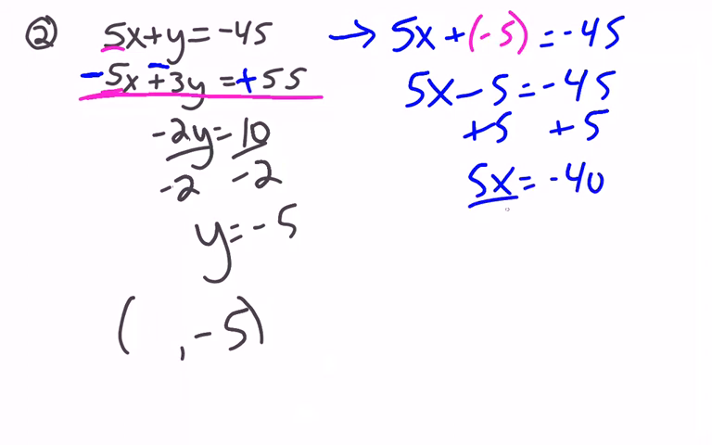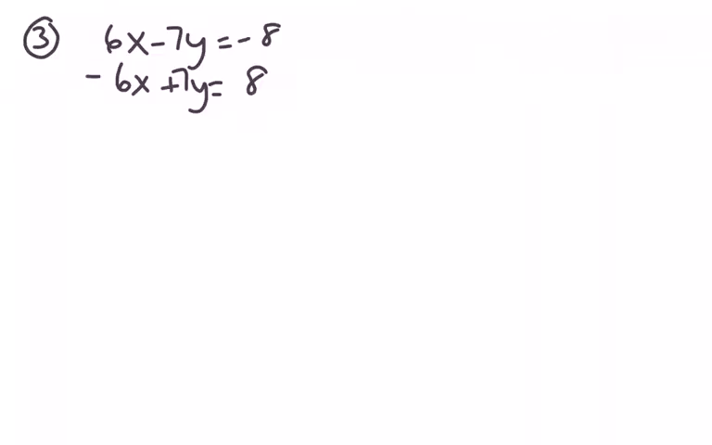And divide by 5. So x equals negative 8. Number 3. Look at this one. Something a little funky going on, because if I look at my x's, those are both 6, and my y's are both 7. So hopefully this is my straightforward problem.